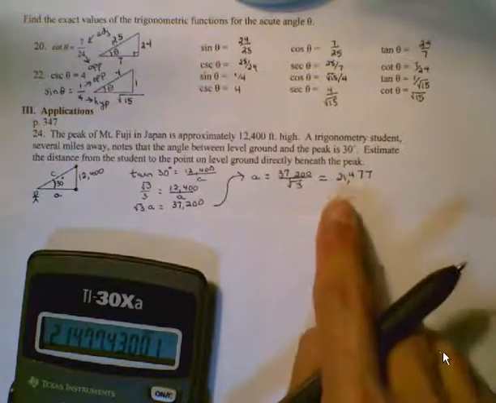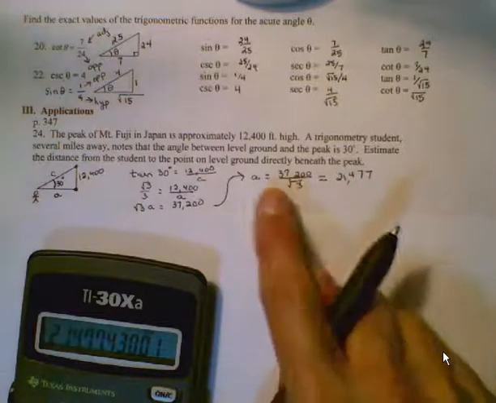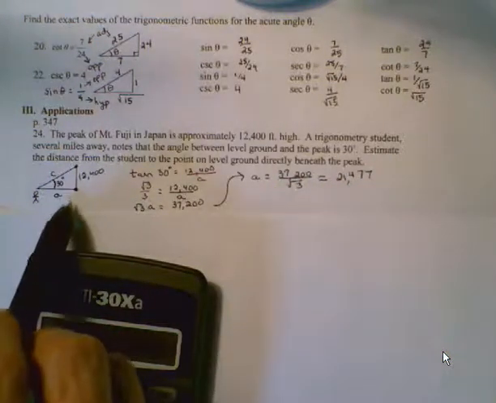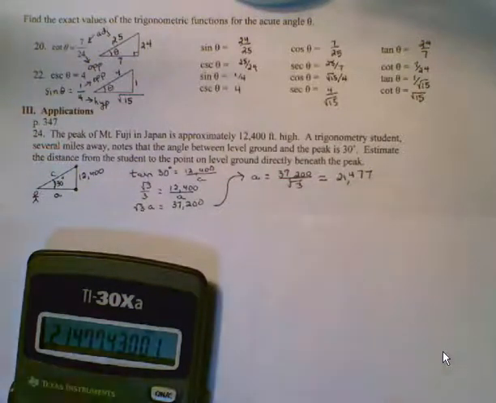To the nearest whole foot, it looks like the distance between the student and the point on the ground directly beneath the peak is 21,477 feet. Now, I like to check my answers because, you know, every once in a while I do something goofy. What number is that? Number 24? Yes, that's what I got earlier, 21,477 feet.